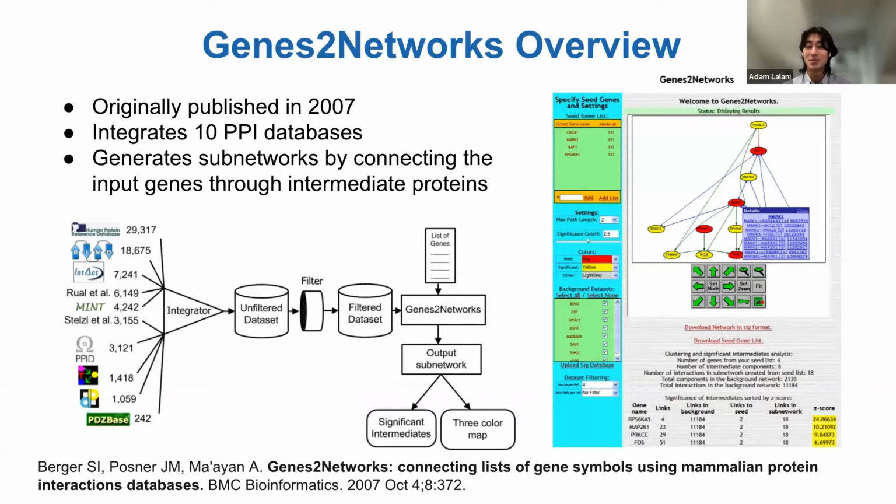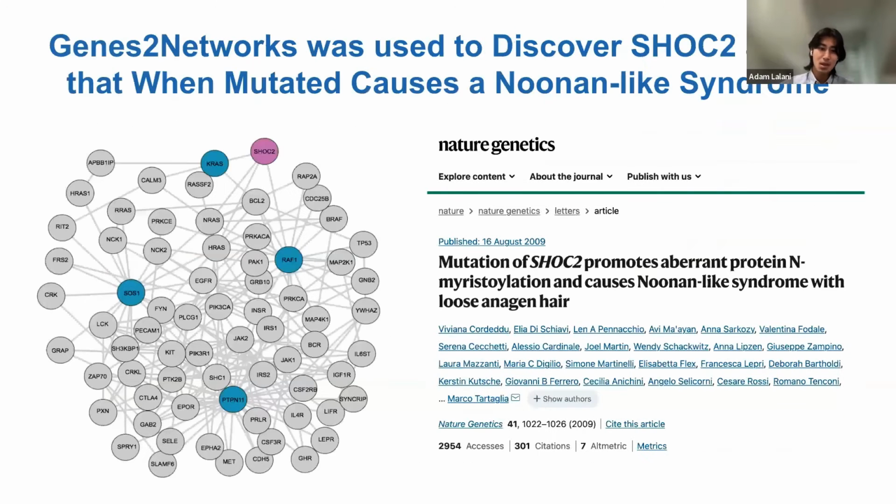Genes4Networks was a web-based tool first published in 2007 that originally integrated 10 PPI databases. Genes4Networks takes an input list of genes or proteins and outputs a subnetwork that connects these proteins and also a table with ranked significant intermediates. Genes4Networks, the project we're talking about today, was created as an update to Genes4Networks and incorporates many more PPIs from the most recent publicly available PPI dataset.